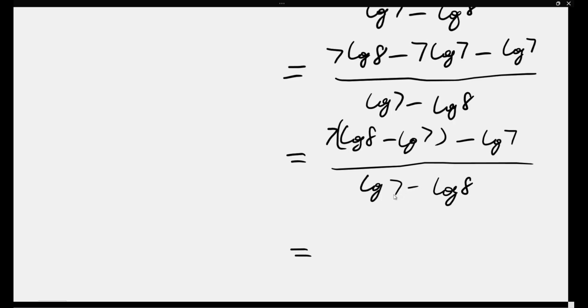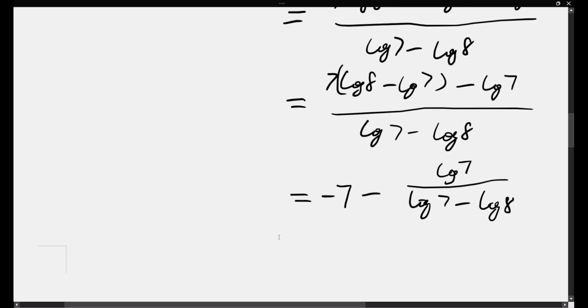So we have log 7 minus log 8 in the denominator, so we put the negative before we change their order. So we can write log 7 minus log 7 minus log 8, and here log 7. So next step, I cannot simplify again. So you should use a calculator to calculate them.